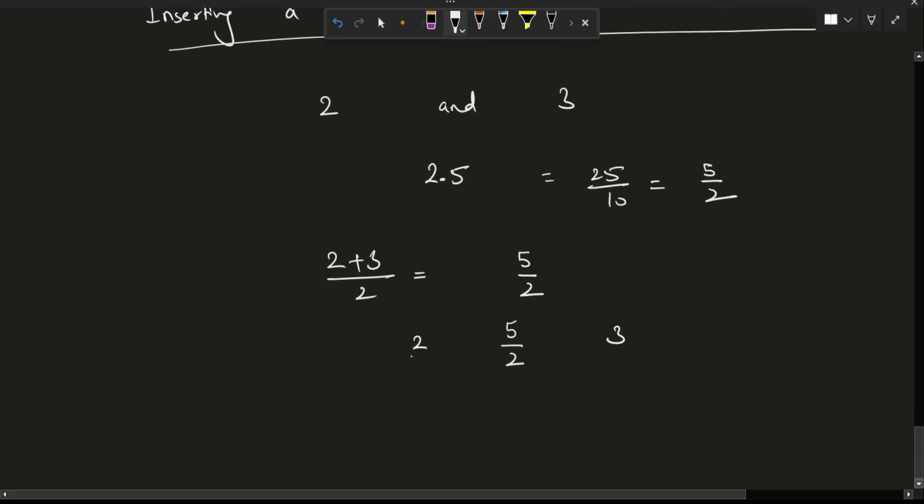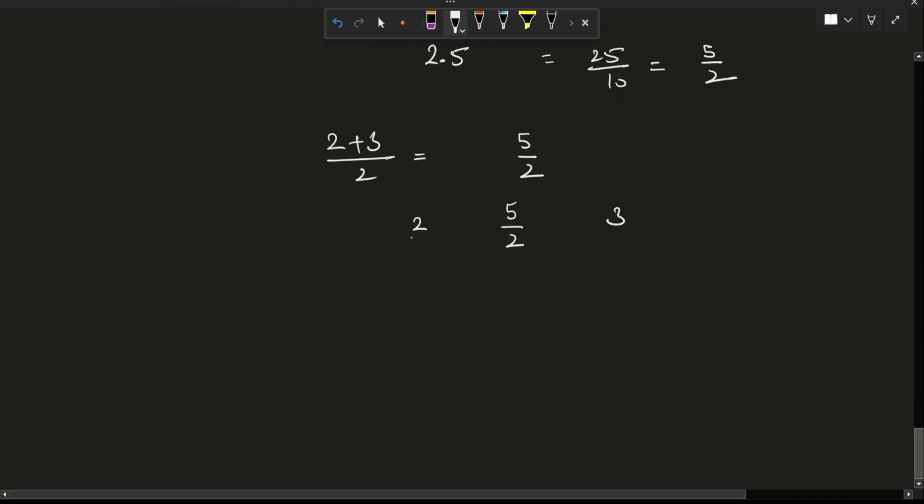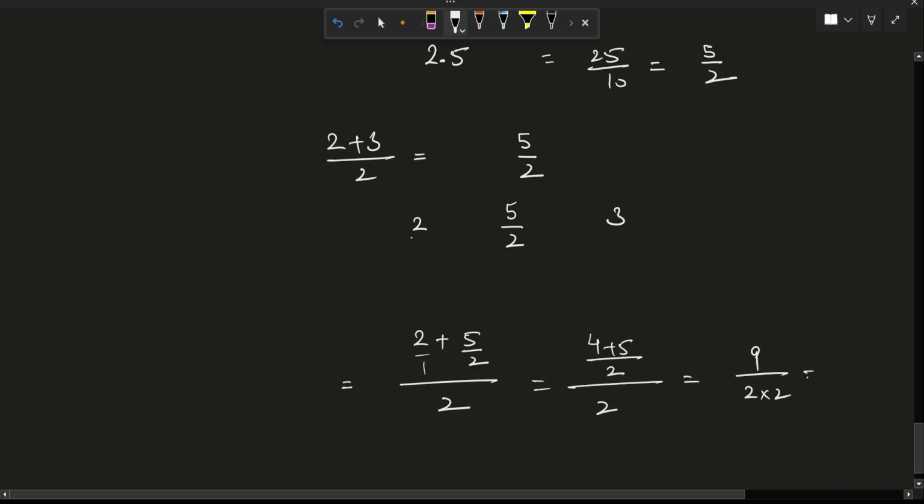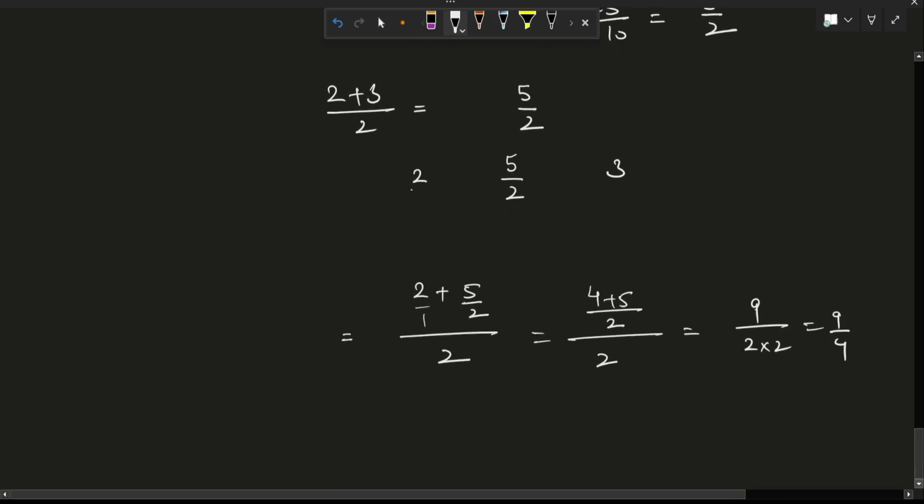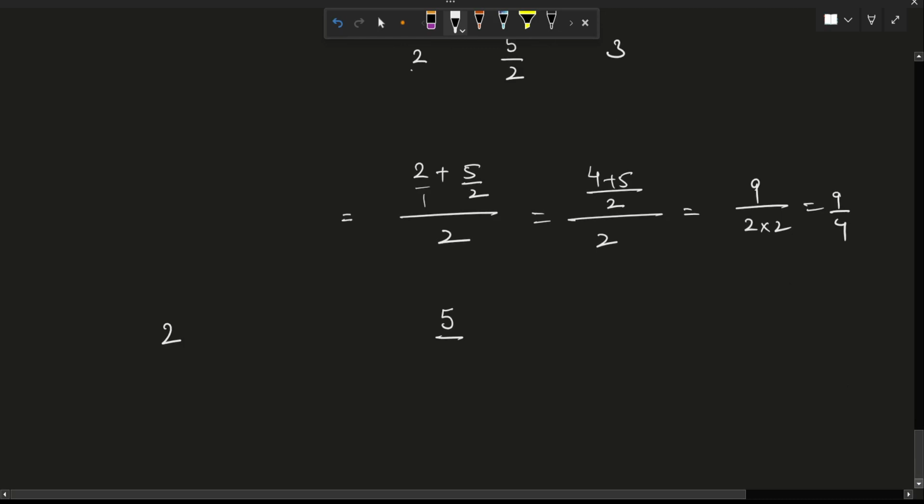Now if I say find a rational number between 2 and 5 by 2, what I'll do is 2 plus 5 by 2, divided by 2. I find the mean of that. You take the LCM over here. I'll write 2 as 2 by 1, so you have to multiply by 2 and it will become 4. 4 plus 5 by 2 changes to 9 by 2, into 1 by 2, which is 9 by 4. Another rational number comes over here. So in between 2, 5 by 2, 3, I got one more, 9 by 4.